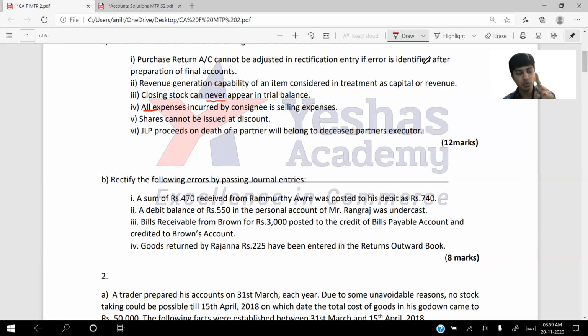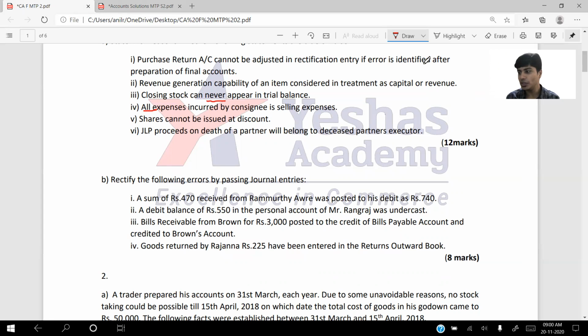Two mistakes here. First one, I'm supposed to credit 470. I have not credited. So credit to Ramamurthy 470. Second thing, I've wrongly debited 740. That wrong debit should also be credited. So the credit to Ramamurthy will be 470 plus 740. I repeat, the credit to Ramamurthy will be 470 plus 740, because the correct thing is credit 470, the wrong thing is debit 740. The correct thing plus the wrong thing, both have to be added and credited now.